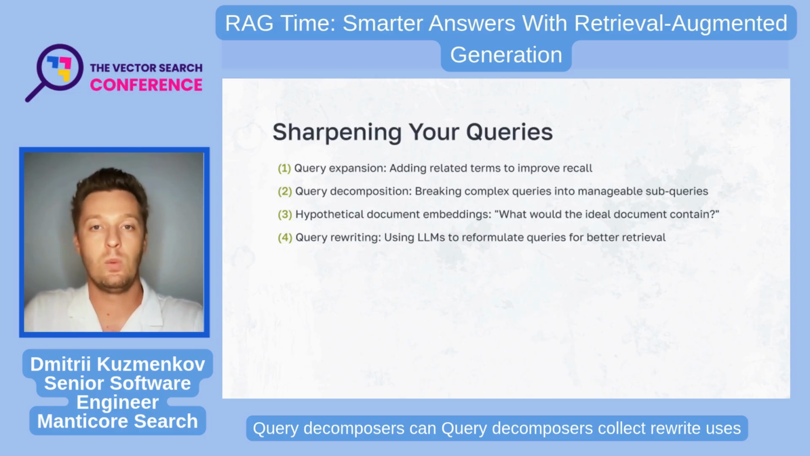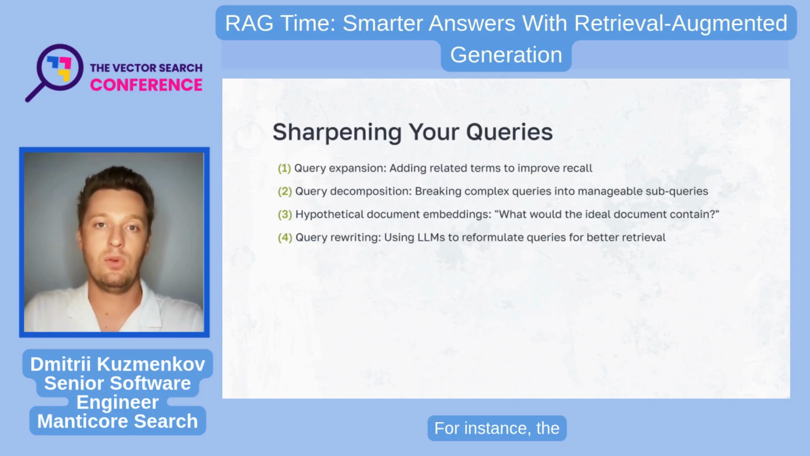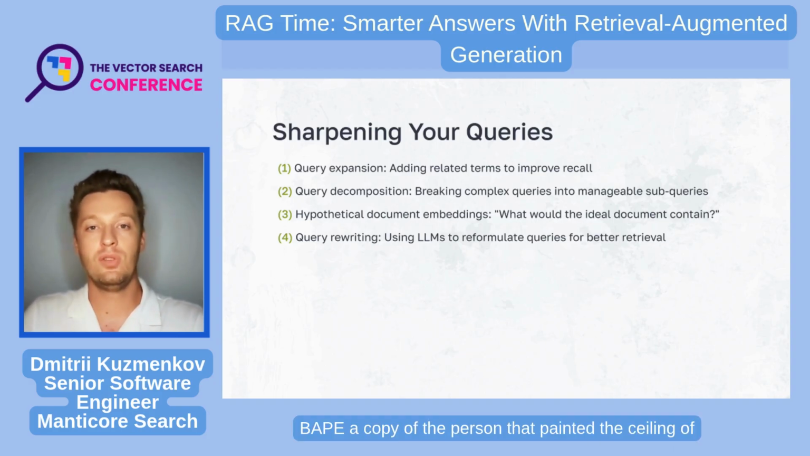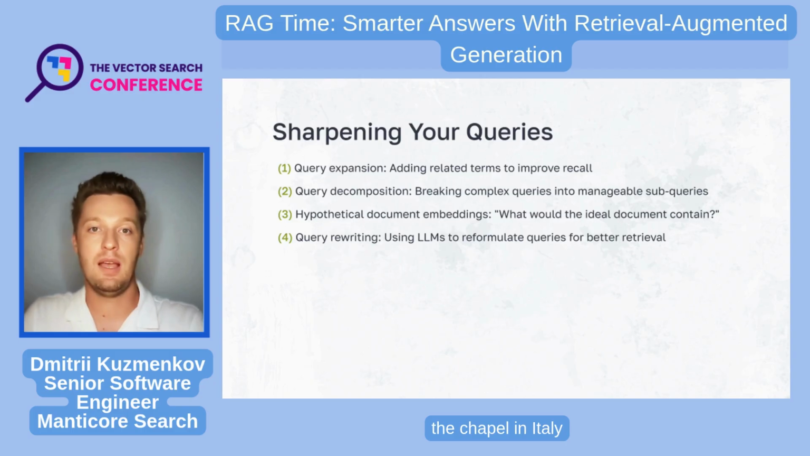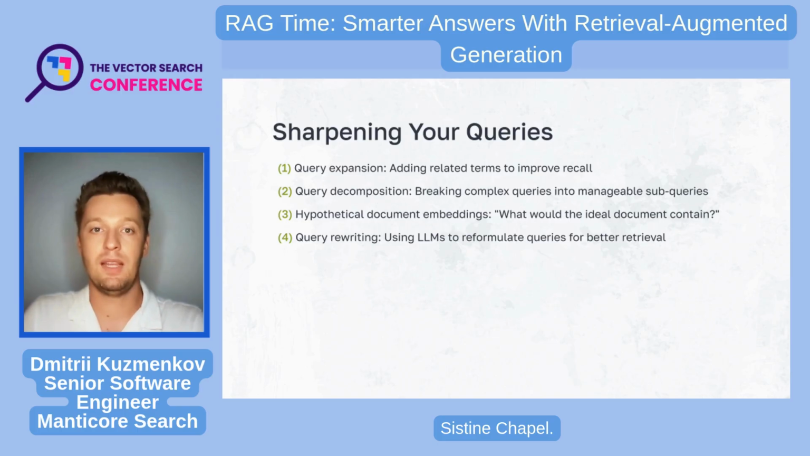Query rewriting uses an LLM to reformulate queries for better retrieval. For instance, turning "who was the guy who painted the ceiling on the chapel in Italy" into "who painted the ceiling of the Sistine Chapel."